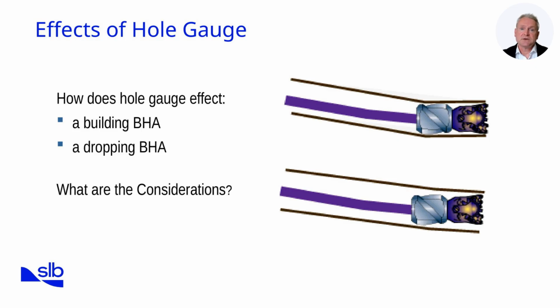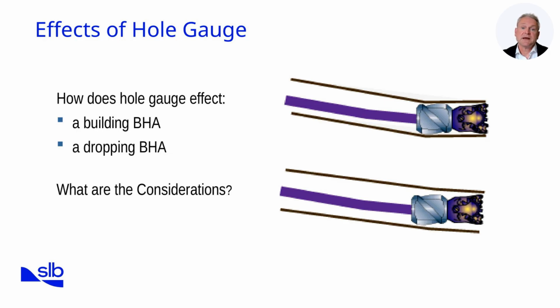Hole gauge is another critical factor affecting BHA behavior. In an enlarged hole, such as a washed out section, stabilizers are no longer in firm contact with the borehole wall, which weakens their ability to guide the bit. For a building BHA, this reduces its ability to generate side force, leading to a lower build rate. In extreme cases, the assembly may even drop inclination despite being designed to build.